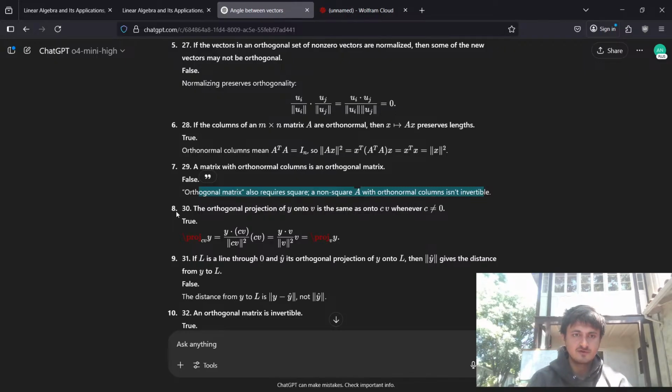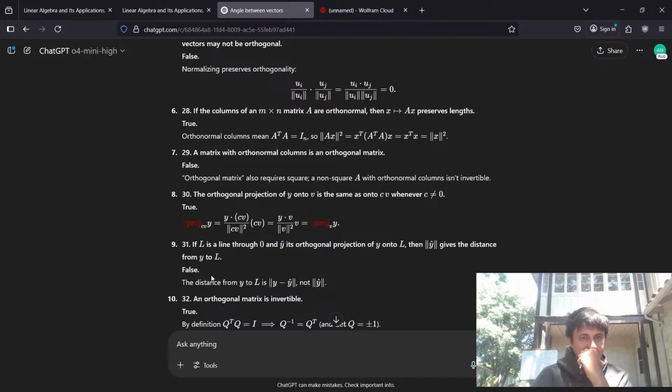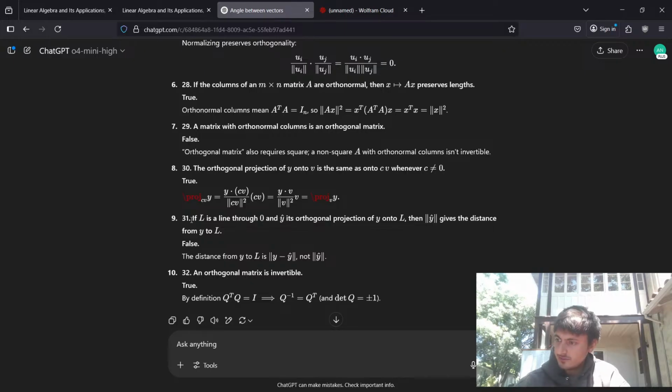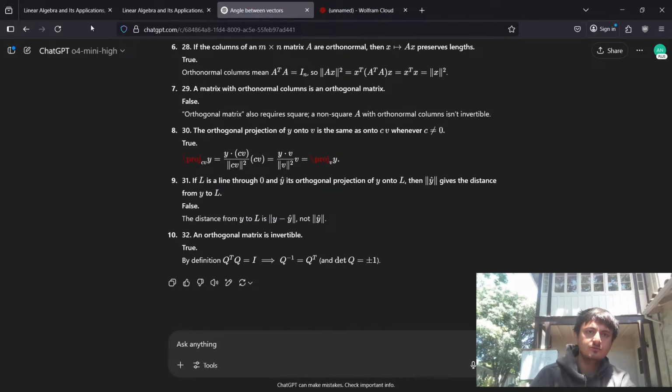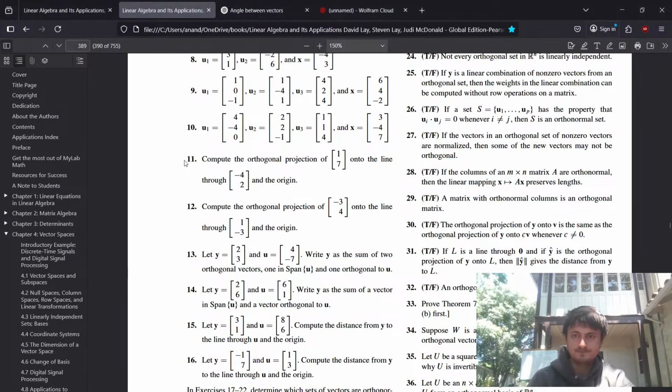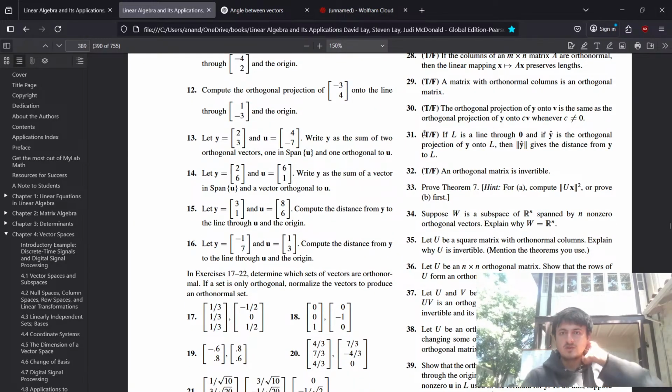I hate that it does this renumbering. It's so ridiculous. Okay, 31 is false. Wait, 30 is true. 31 is false. And 32 is true. Okay, cool. So we just got those two wrong. But those are good. All right.